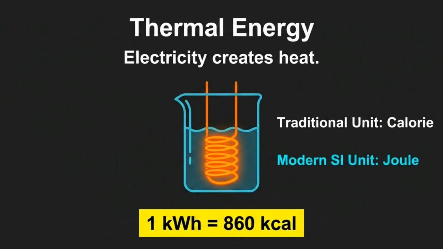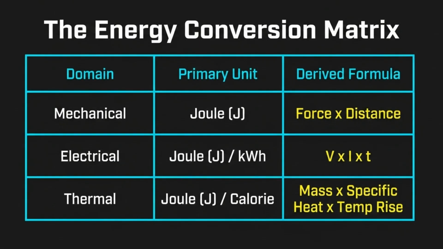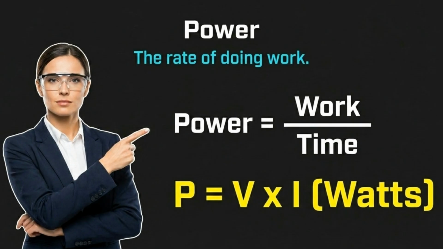Thermal energy is created by electricity, typically resulting in heat. The traditional unit is the calorie, while the modern SI unit is the joule. 1 kilowatt hour is equivalent to 860 kilocalories. This matrix summarizes the energy conversions across different domains, showing the primary units and derived formulas for mechanical, electrical, and thermal energy. Power is defined as the rate of doing work, or power equals work divided by time.